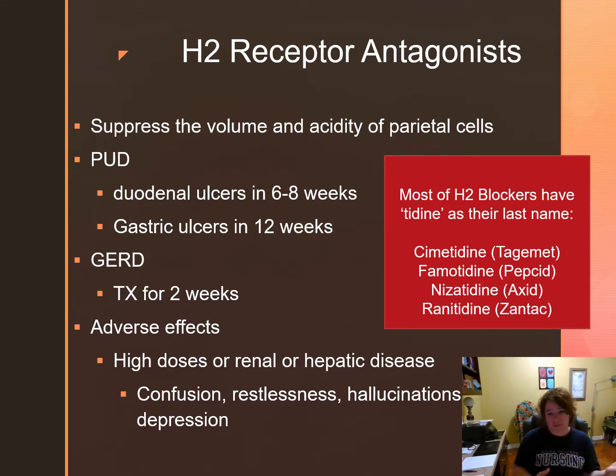So the good news is that they have a use in helping to heal our duodenal ulcers. They'll help to heal those within 6 to 8 weeks, and then our gastric ulcers within 12 weeks. Typical patients who are experiencing a flare-up of their GERD, we want them to take these medications for about 2 weeks, and that's usually the best that we can get with those. We have to be cautious in our patients who have liver or renal disease, because with these patients, they're not going to process them out correctly.